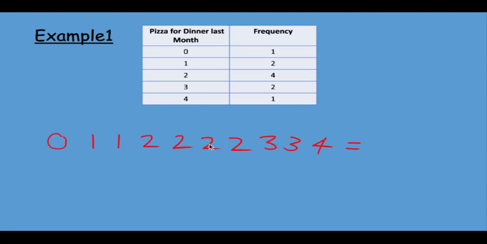Okay, so you can use a calculator if you want. So we've got 2, 4, 6, 8, 10, 6 there, 4 is 20. And I said that we've got 10 people here. So to find our mean, we're going to write 20 divided by 10. So our mean is 2.